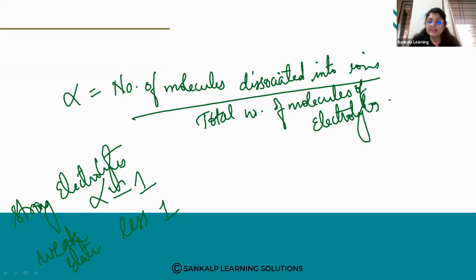The SI unit of resistance, you have to remember the SI unit, is ohm. Then what is conductance? It is the inverse of resistance. What will be the SI unit? It will be per ohm. So these are some of the important points. In the next class, we'll be discussing the cell representation.